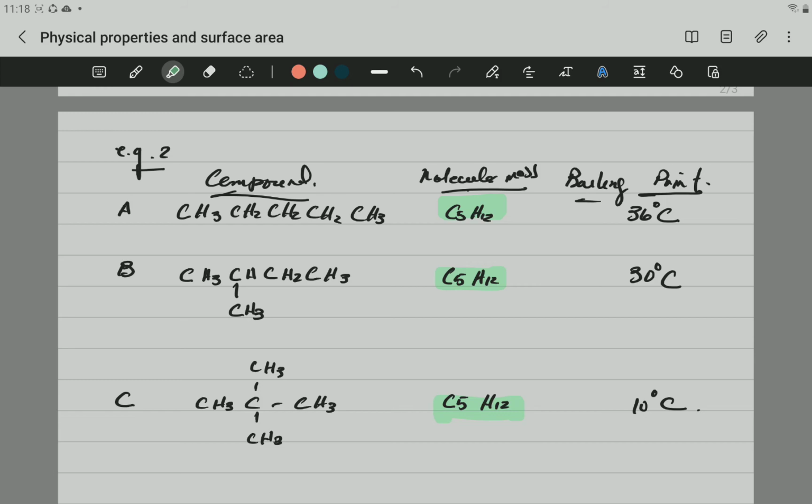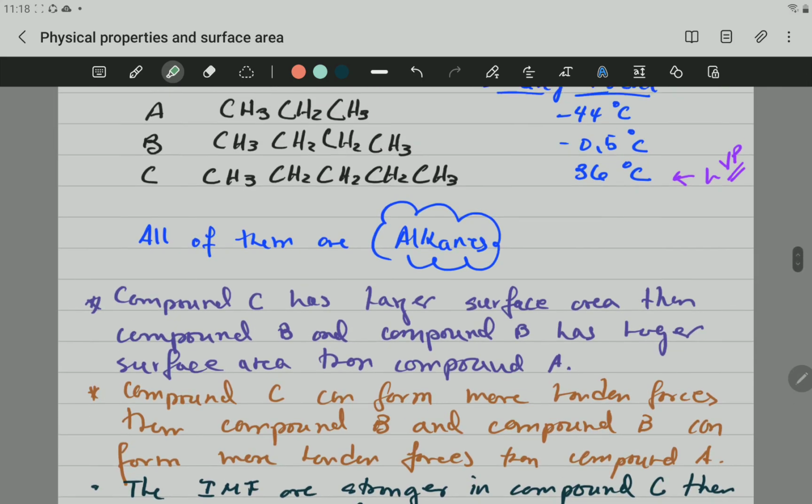More London forces will be formed in compound A than compound B, and more London forces in compound B than C. More energy is needed to break the intermolecular forces in A than B than C, and therefore there is a higher boiling point and melting point in A than B and in B than C. So that is this other example I wanted to show, because in this case the molecular formula is the same.